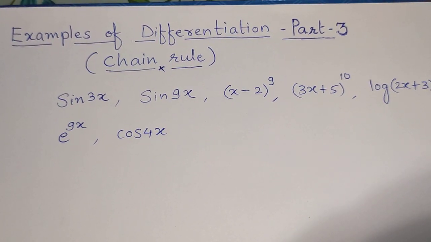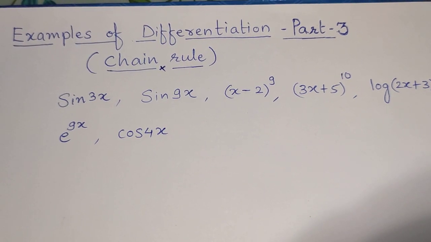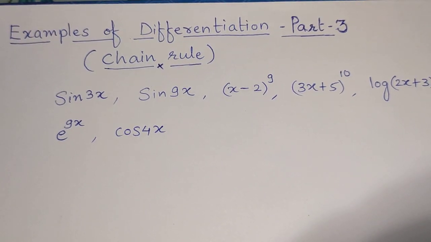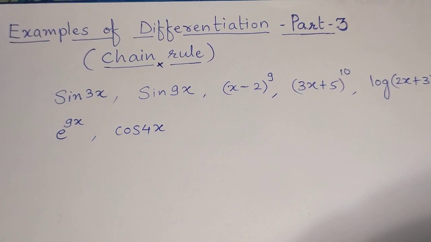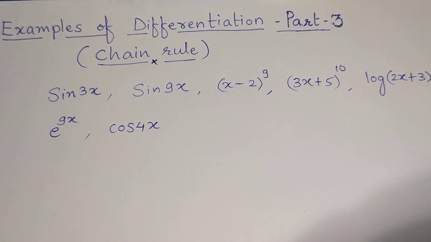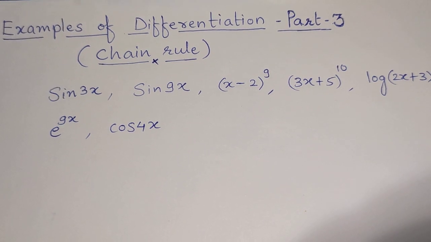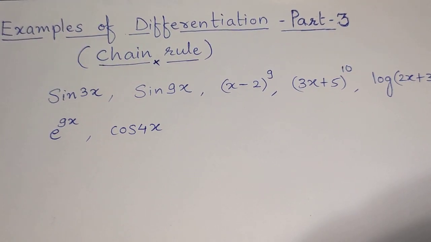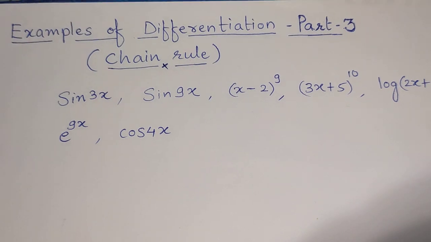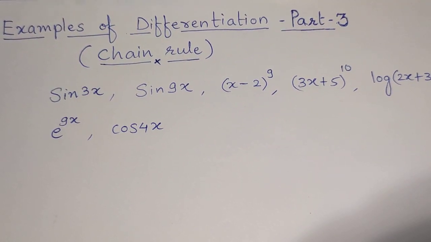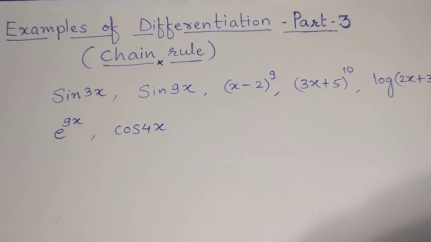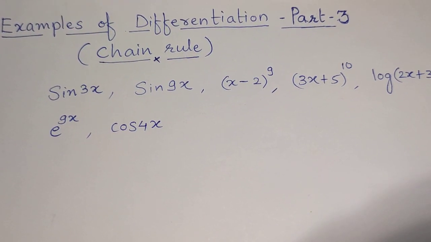Now why do we need chain rule, or what is chain rule? See, basically chain rule is for the derivative of a composite function. Now what is a composite function? A function which involves two or three or more than one function. Let us say we know the derivative of sin x. The derivative of sin x is cos x. The derivative of x square is 2x.